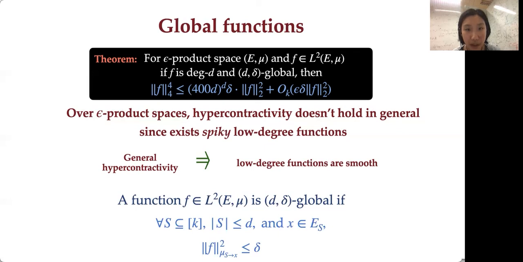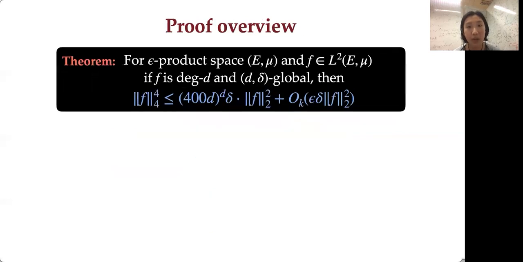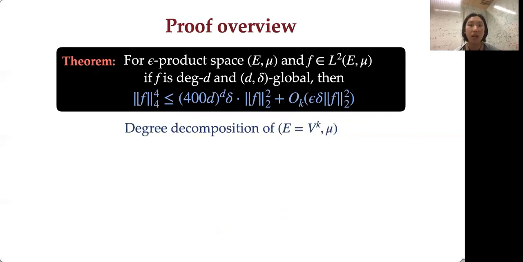Okay, so now after giving this definition, we're ready to talk about the proof. Here, for time constraint reasons, I will just give a proof overview, but hopefully this gives you some hint about how the entire proof goes. So generally speaking, our proof, as I mentioned before, relies on a degree decomposition of the functions over this probability space. Degree decomposition usually takes the following form.